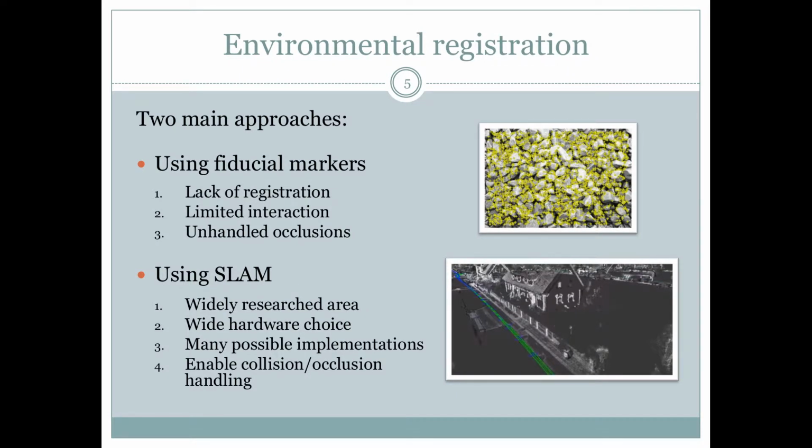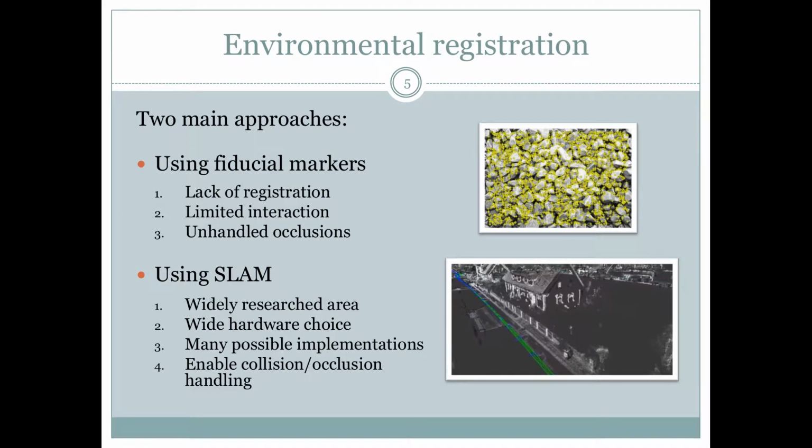Environmental registration is needed by augmented reality systems to know where to place the virtual objects, basically. So we need to find an external reference frame to know where to render and how to render the objects in the space. There are 2 main ways to perform some kind of environmental registration. The first one is to use fiducial markers, and the second one is by using SLAM.